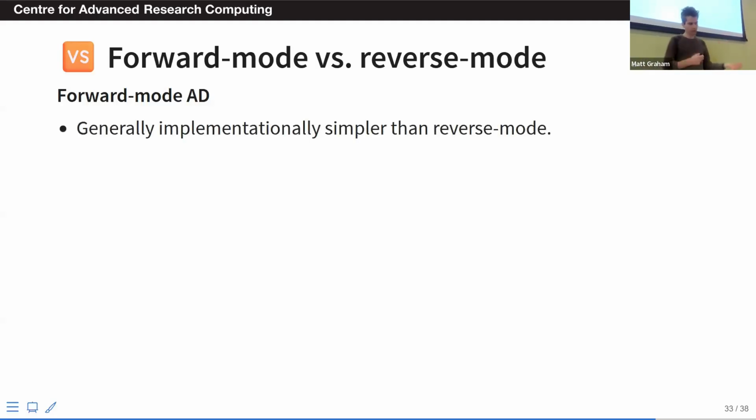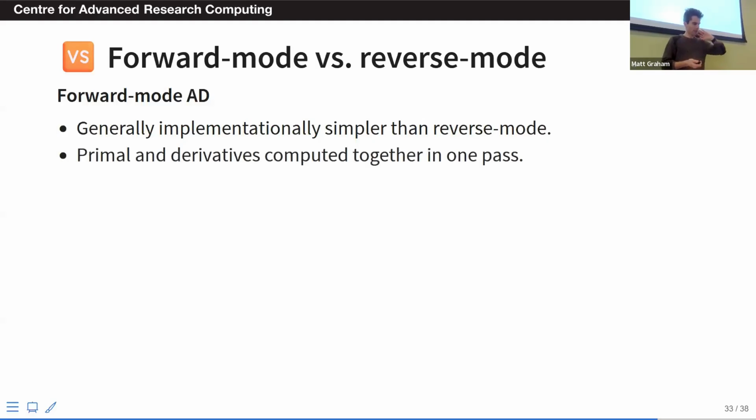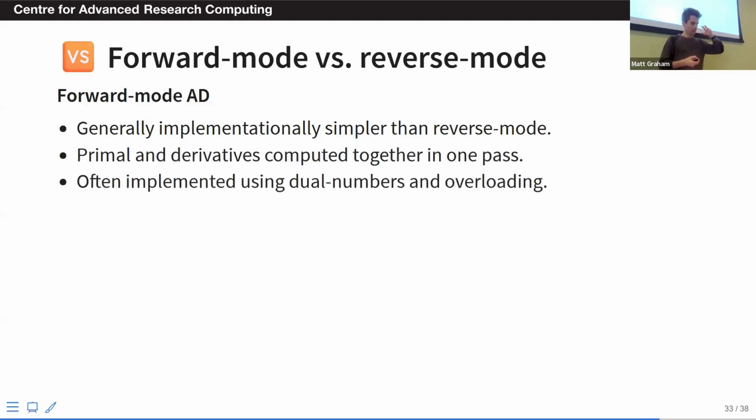Because we can compute the derivatives and the primal value of the function itself in a single pass, generally forward mode automatic differentiation is a lot easier to implement than reverse mode. And typically implementations will therefore also be a lot more general purpose because there's less infrastructure they have to build to make this supported across a wide range of operations.